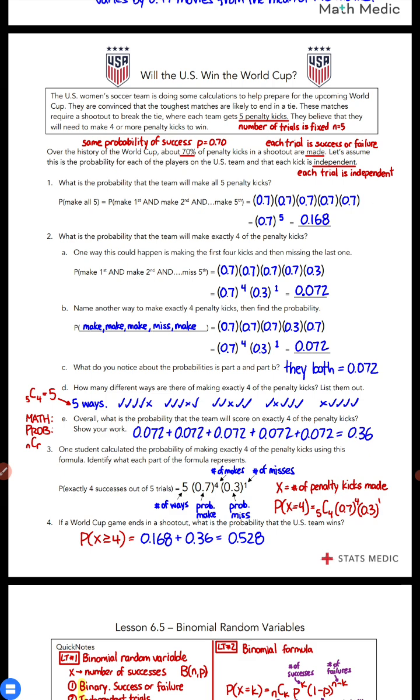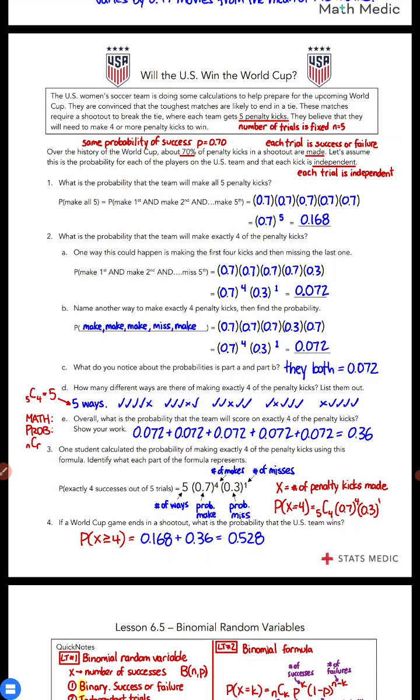So for example, I flip a coin. My options are heads or tails. Maybe I'm looking at the probability that a team wins a soccer game. Either they win or they lose. That's binomial. Okay? So let's look at this particular situation.